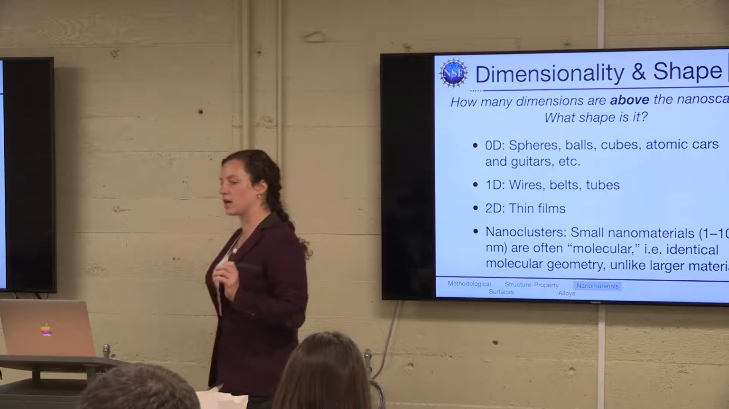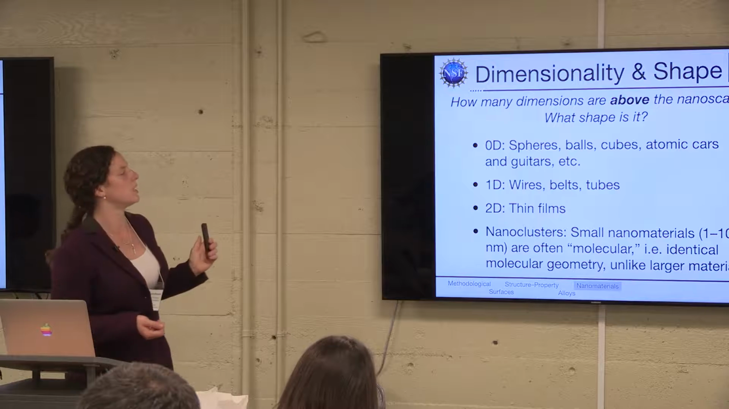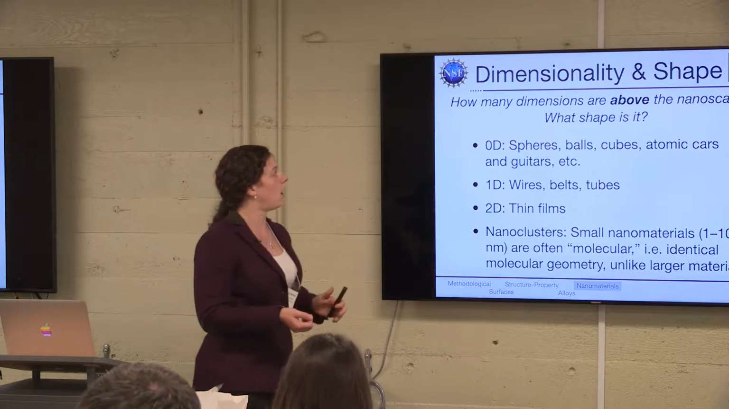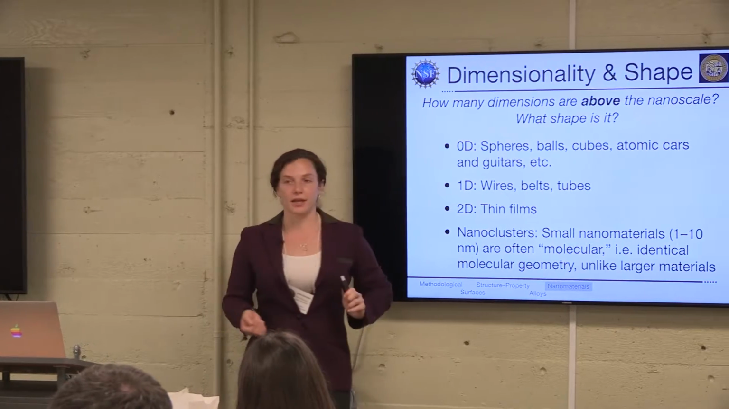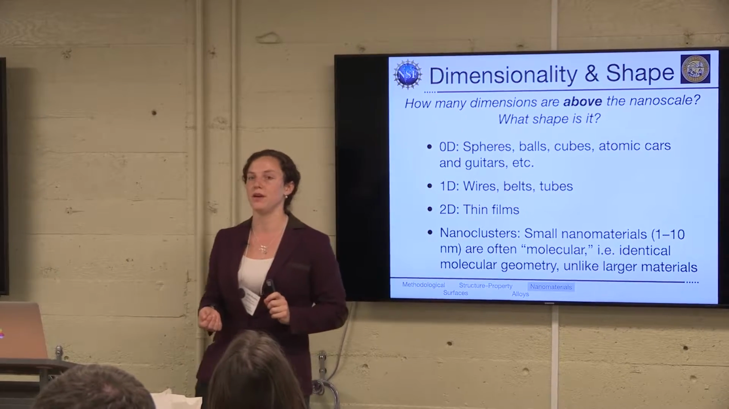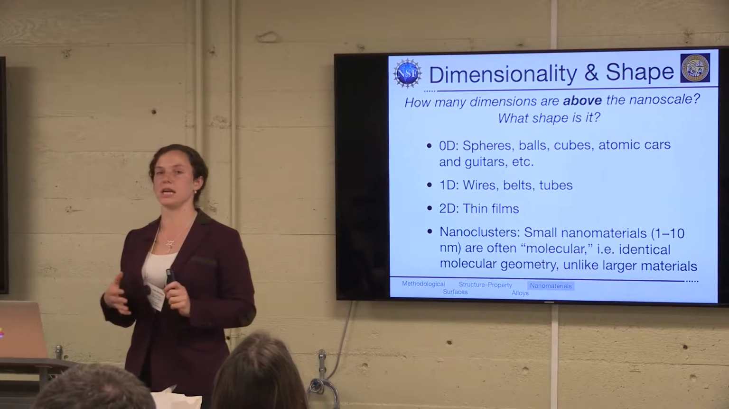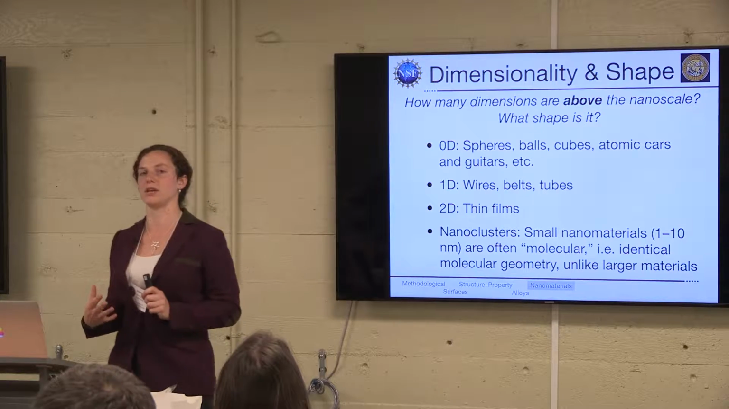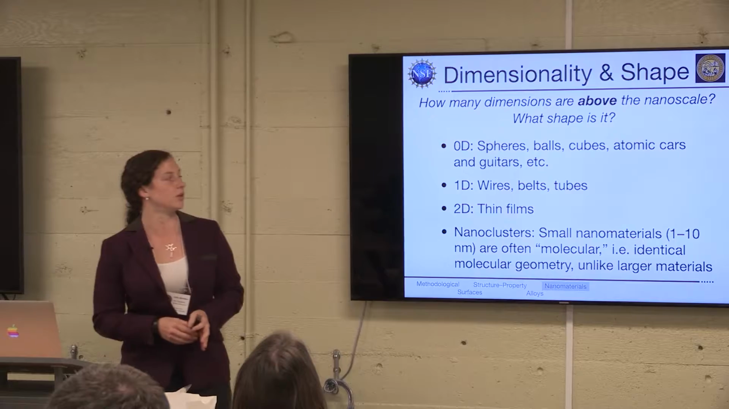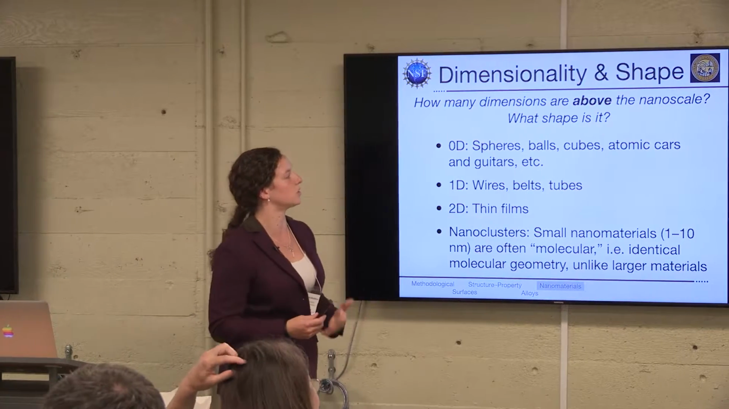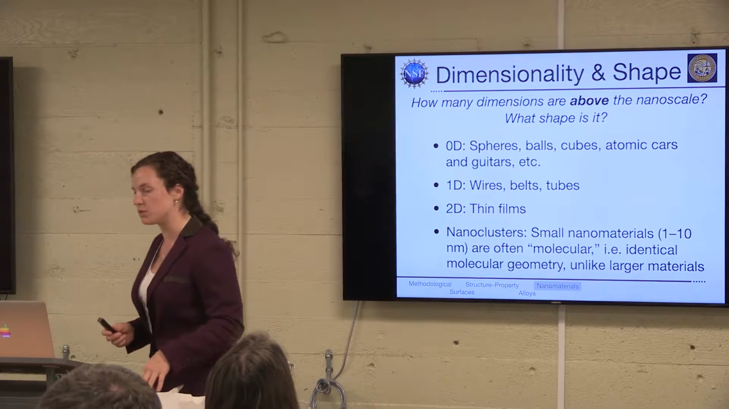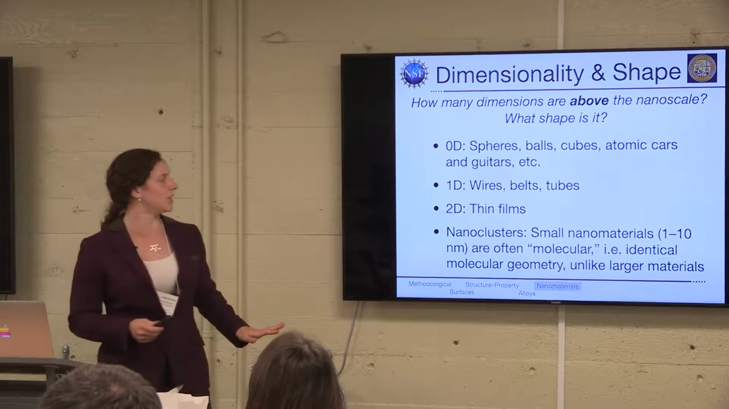So beyond composition, we have dimensionality and shape, and I'm going to apologize. Some of this is repeating what we saw yesterday. The way that dimensionality works, the question is how many dimensions are above the nanoscale. This is a little bit counterintuitive. So your 0D nanomaterials have 0 dimensions above the nanoscale. Every dimension is at the nanoscale. So your balls, your buckyballs, your spheres, your cubes, your things like atomic cars and guitars, which a guy named Jim Tour at Rice University really likes building in his spare time.